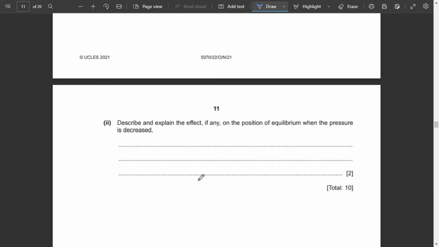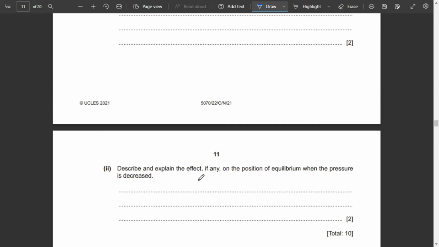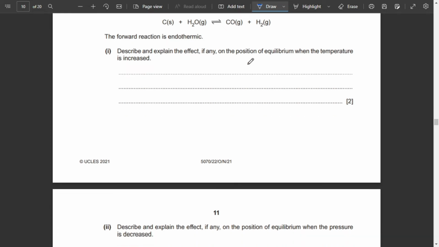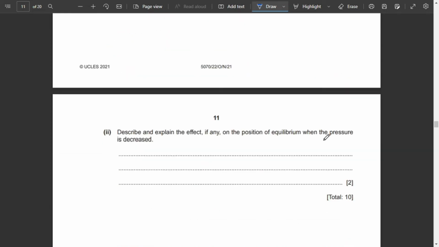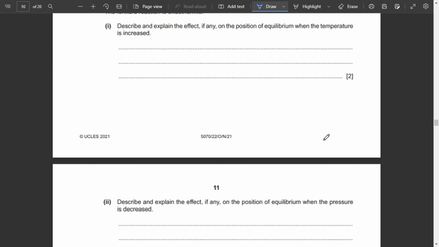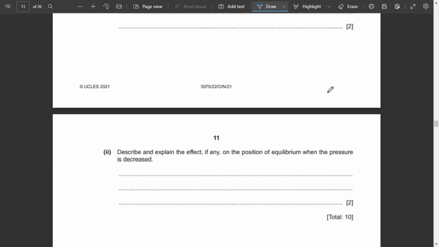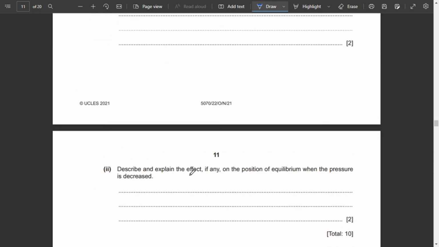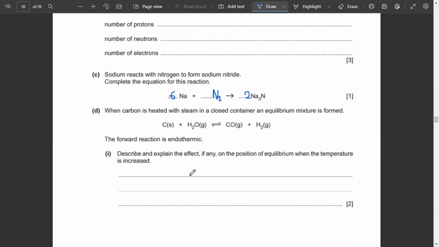Moving on to part 2, describe and explain the effect, if any, on the position of equilibrium when the pressure is decreased. When the pressure is decreased, let's again go to the equation. Since we have 1 to 1, and we're talking about pressure over here, equilibrium will move towards the right, that is again the product side. And this is about pressure being decreased.